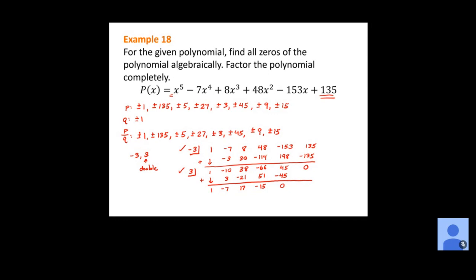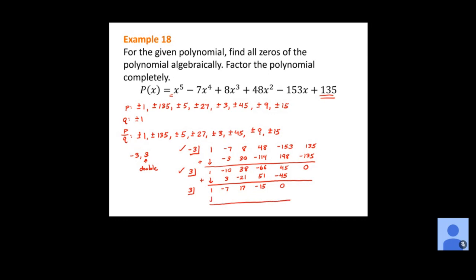Yeah, let's check 3 again, because at this point, remember we started with x to the 5th. We've divided out 2 of our x's, so we're only down to an x to the 3rd at this point. We can't really do anything with that, right? We can't factor it, can't use the quadratic formula yet. So let's check 3 again since it bounced there and see if that actually is a double root this time.